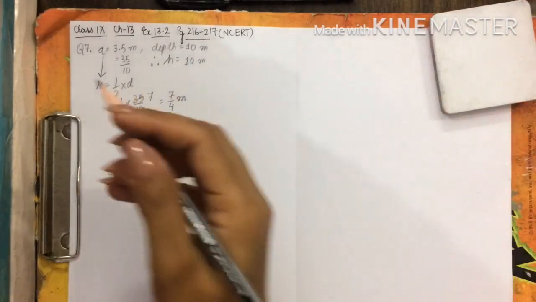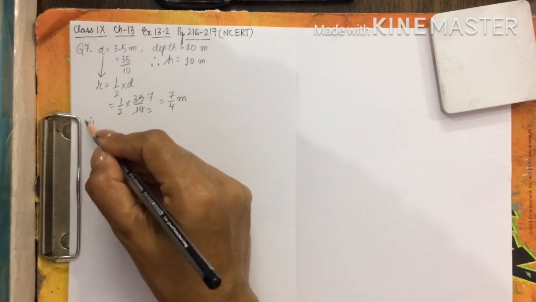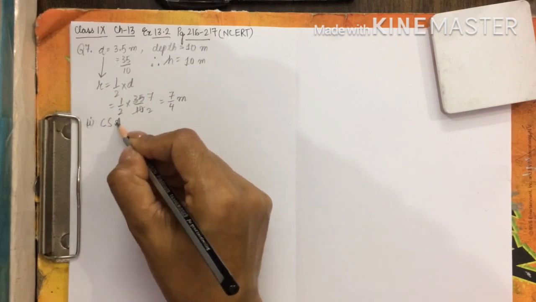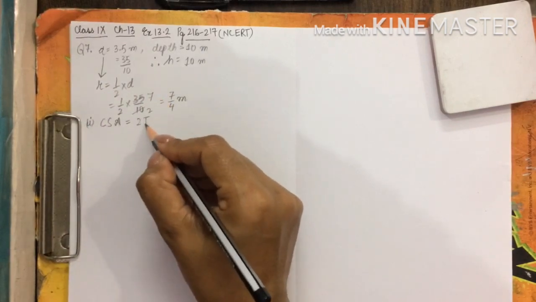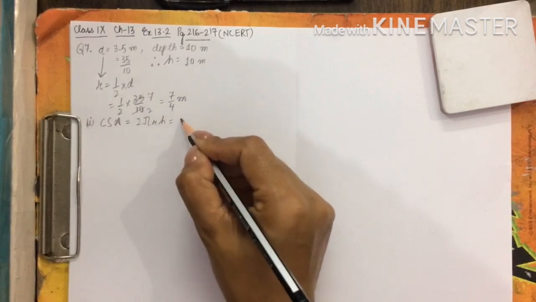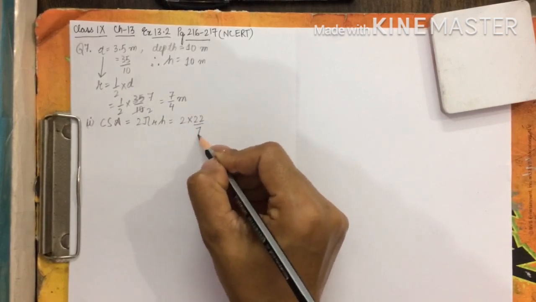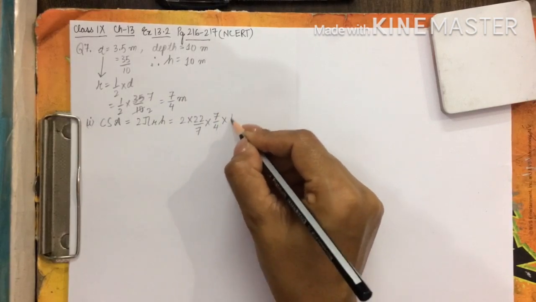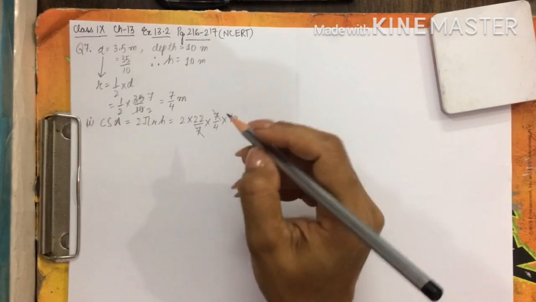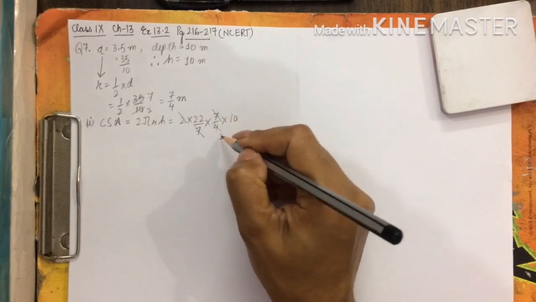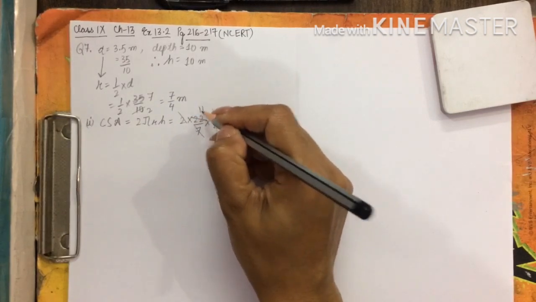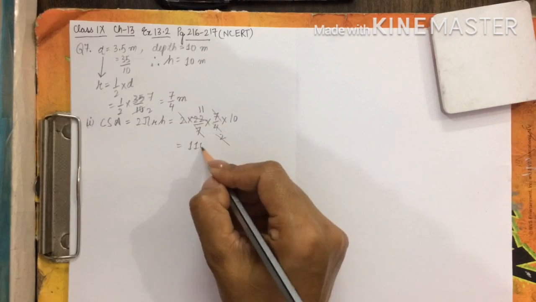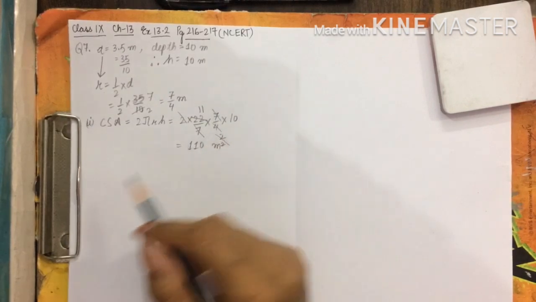Let's solve further. First part, the curved surface area. The formula is 2 pi RH. Use the value of pi, the radius and the height. Simplifying. So it's 110 meter square.